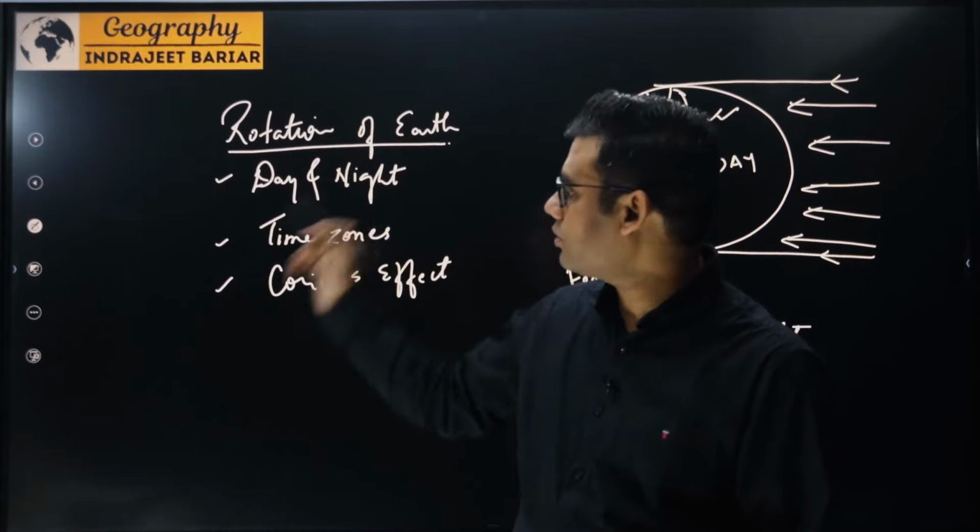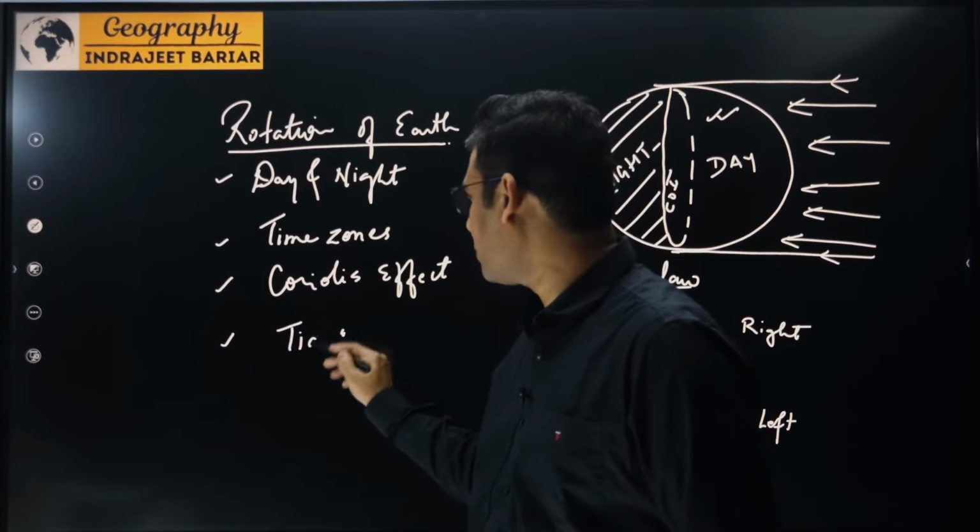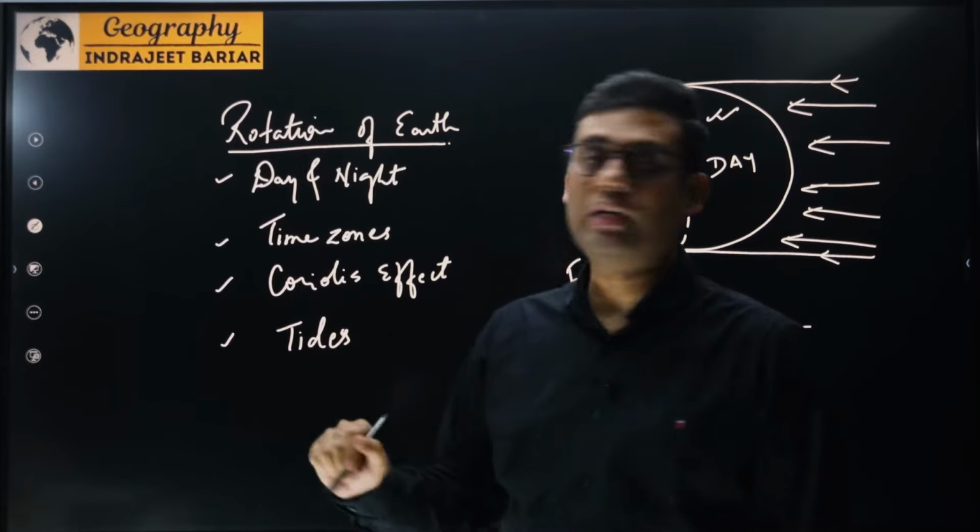The Coriolis effect is the third effect, and the fourth effect is the occurrence of the tides.